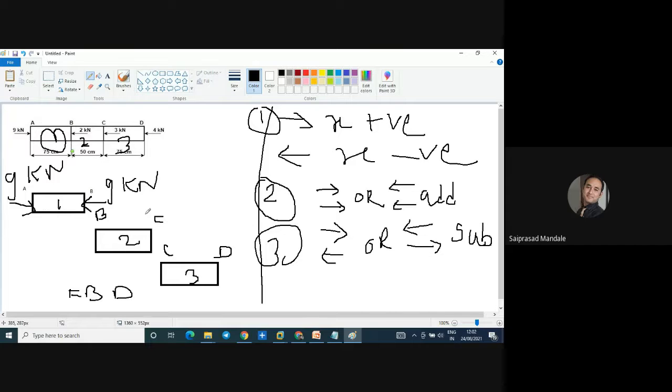Section AB is clear to everybody. Why 9? Everybody, section AB is 9. Why AB is 9? Everybody understood? Yes or no? Or shall I repeat? Everyone. Shall I repeat? Or everybody understood?